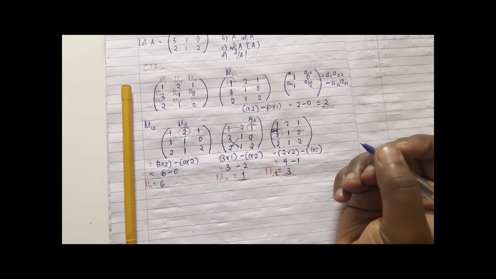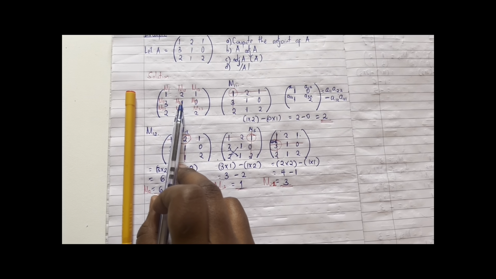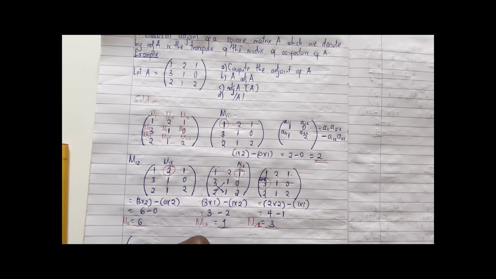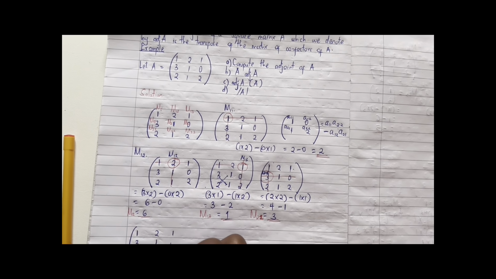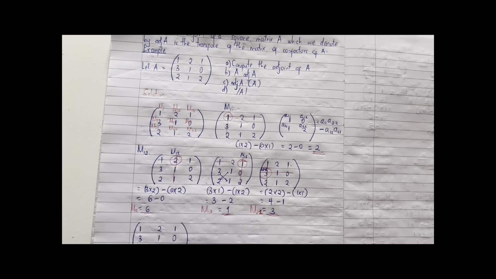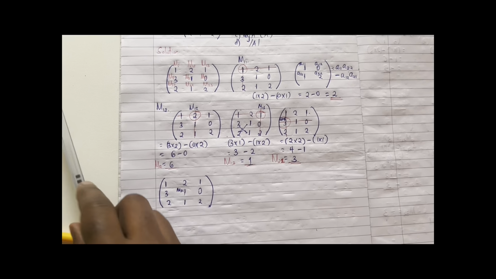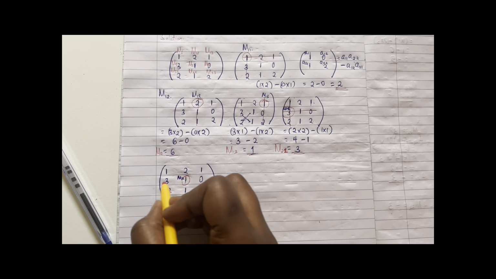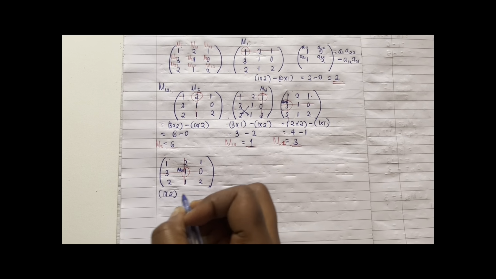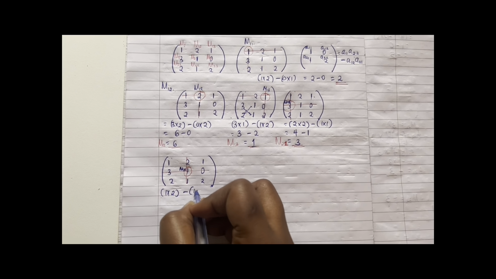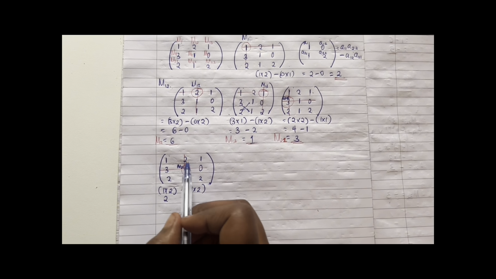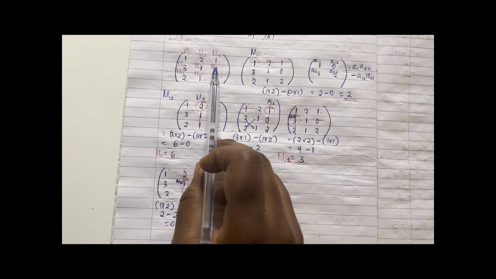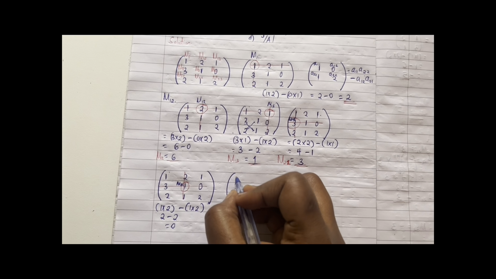Then I move to M22. I'll rewrite it again. So at M22, the value is 1, we cancel the row and column where 1 stands. We remain with 1, 1 and 2, 2, so we multiply 1 times 2 minus 1 times 2. We have 2 minus 2, answer is 0. Then we move to M23. I'll write again.